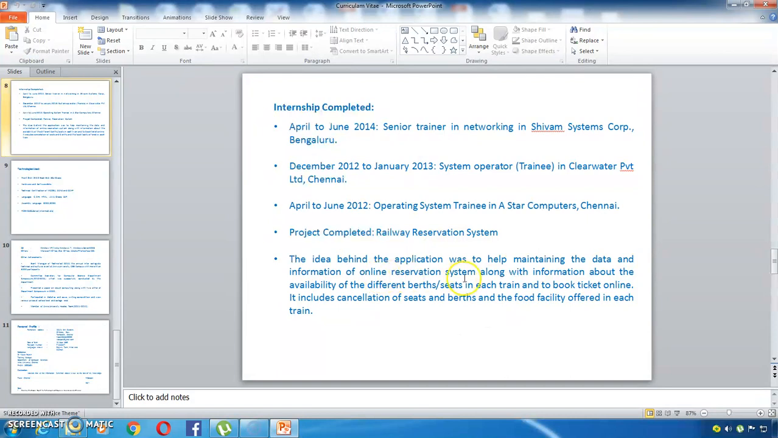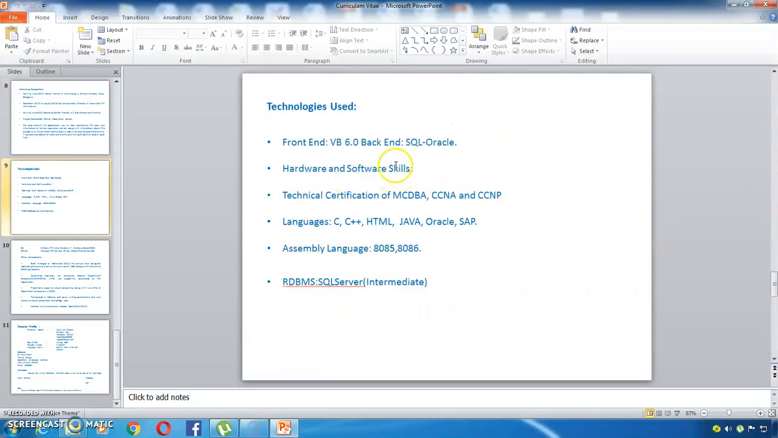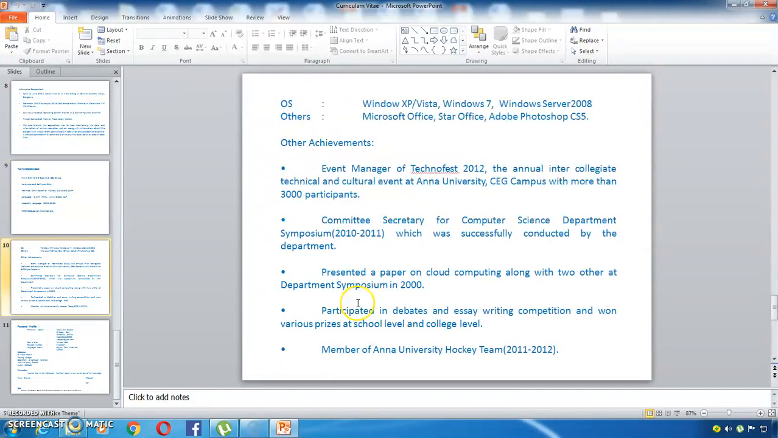The idea behind the application was to help maintain the data and information of online reservations. So this is about the project. The project is on a railway reservation system, and he has just furnished a detail about the project here. And then the technologies used, what are the technologies that you can furnish here.